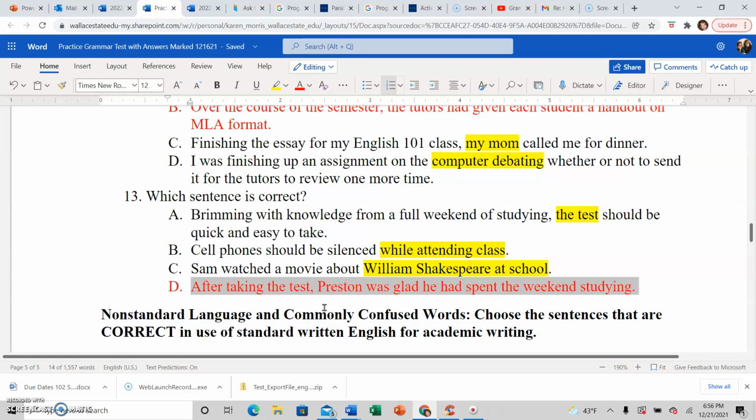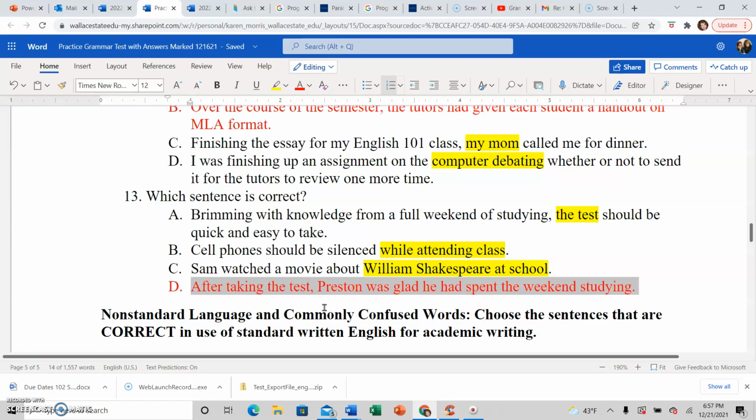All right, item B, cell phones should be silenced while attending class. All right, so the subject of this sentence is cell phones, and we have the phrase while attending class, but we don't have another subject in here. So it appears that the cell phones are attending class. Some of you might enjoy just sending your cell phones to class, especially when you don't want to get out of bed on a cold day, but you have to attend class yourself and you should silence your cell phones. So this sentence really needs a different subject for this idea to work.